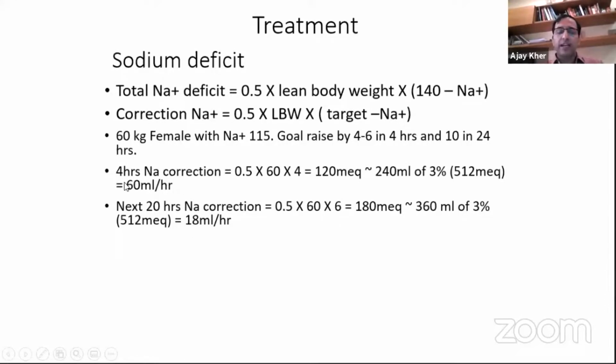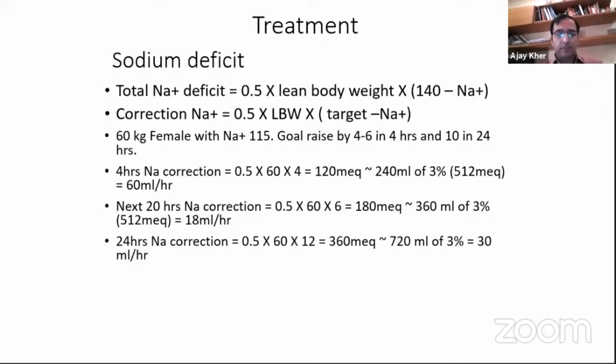So you would start at 60 ml per hour for 4 hours. If the math is working correctly and they're correcting as you've calculated, then you would decrease the rate to 18 ml per hour for the remaining 20 hours and then reassess every 4 hours.